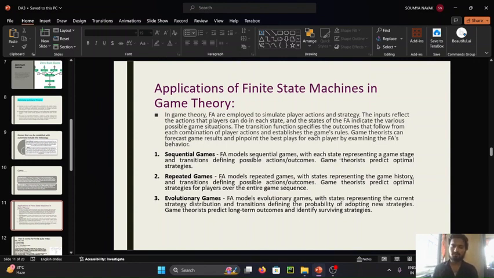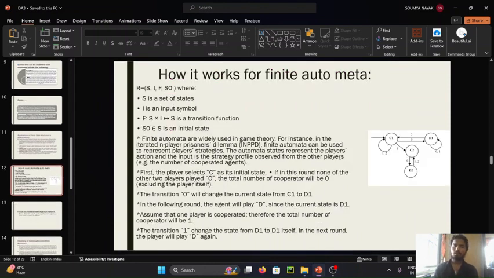This is a simple thing we can just go through and learn. This is the important part: we see how finite automata work in real-life scenarios. Here we have taken the example of an N-player prisoner's dilemma.